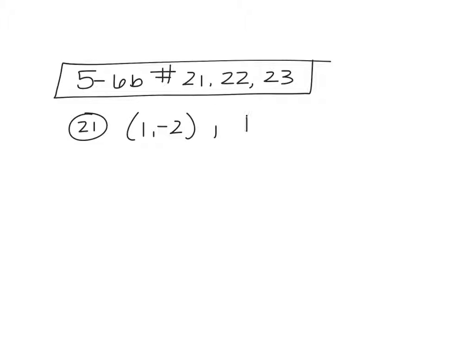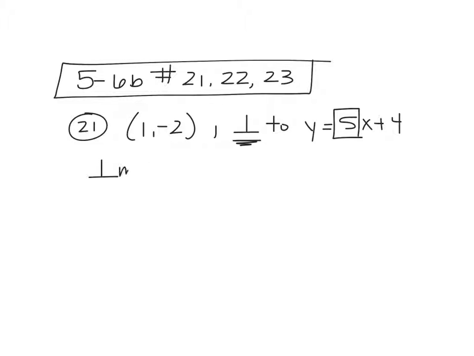perpendicular to y = 5x + 4. And we want to put it in slope-intercept form. So we have a slope here, but we want to be perpendicular to that. So remember, you need the opposite reciprocal.